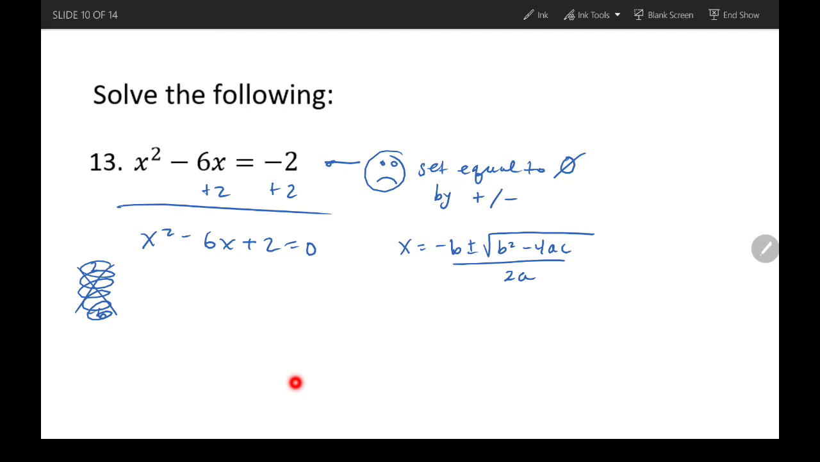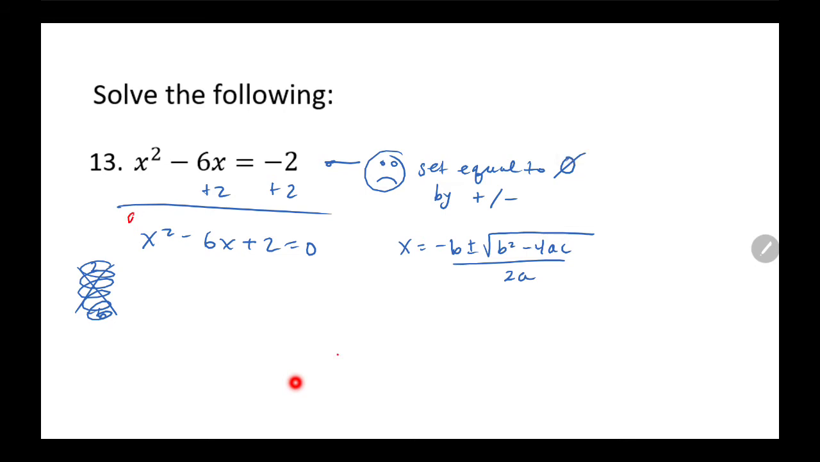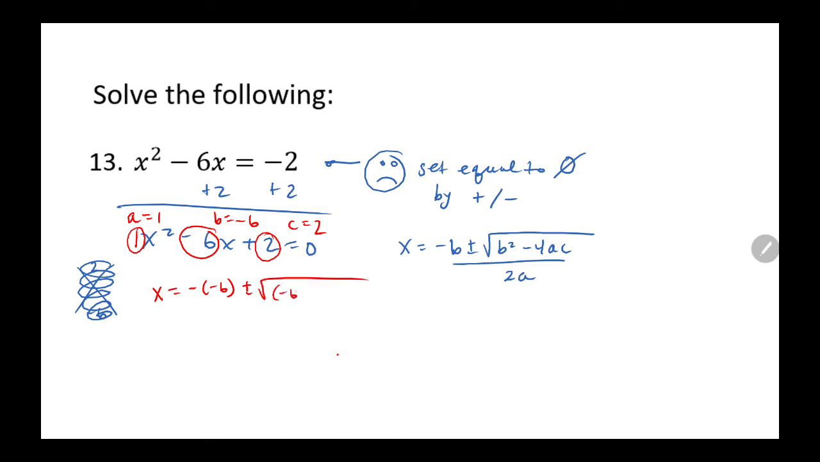So let's begin this process by identifying what is my a. That's the number out in front, which is 1. My b is negative 6, and c is equal to just positive 2. Now we're going to plug in super carefully. So x equals negative b, which is negative 6, plus or minus square root of negative 6 squared, yes, put parentheses around the b's, minus 4 times a times c all over 2a.